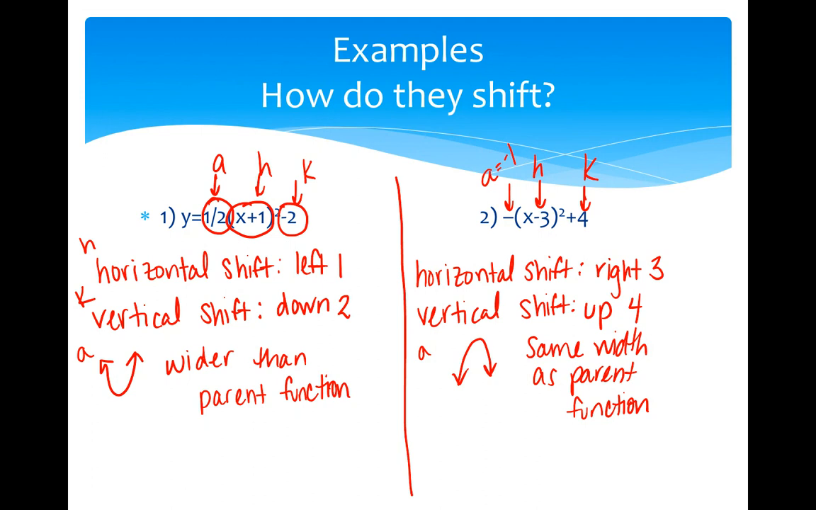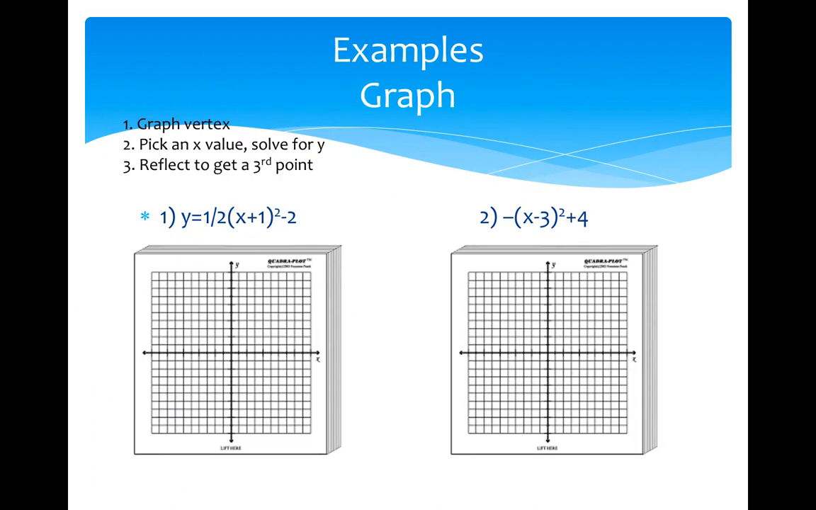So now we're going to go ahead and graph these two equations. And anytime you're going to graph, you can start by graphing the vertex. So your parent function had a vertex at 0, 0. Your new function has a vertex at the point H, K, or that horizontal and vertical shift. Once you have that, you can just pick an x value and plug it in to solve for y, and then you're going to reflect it to get a third point because all of these graphs are symmetric.